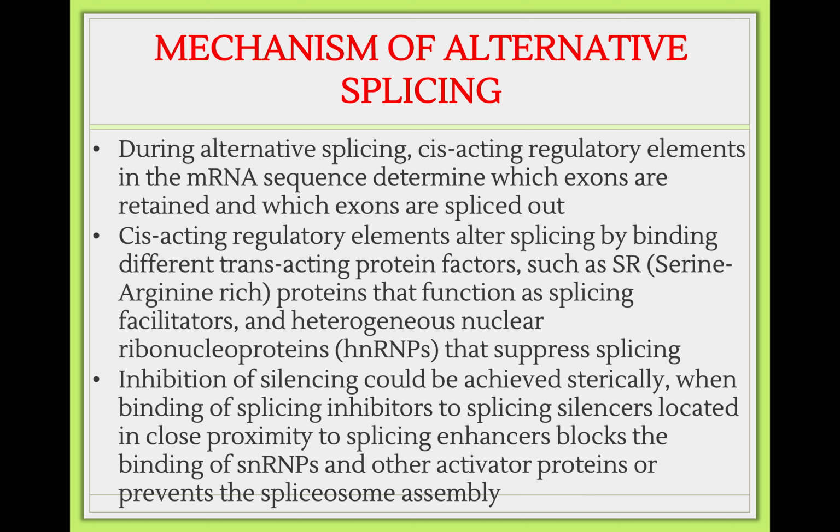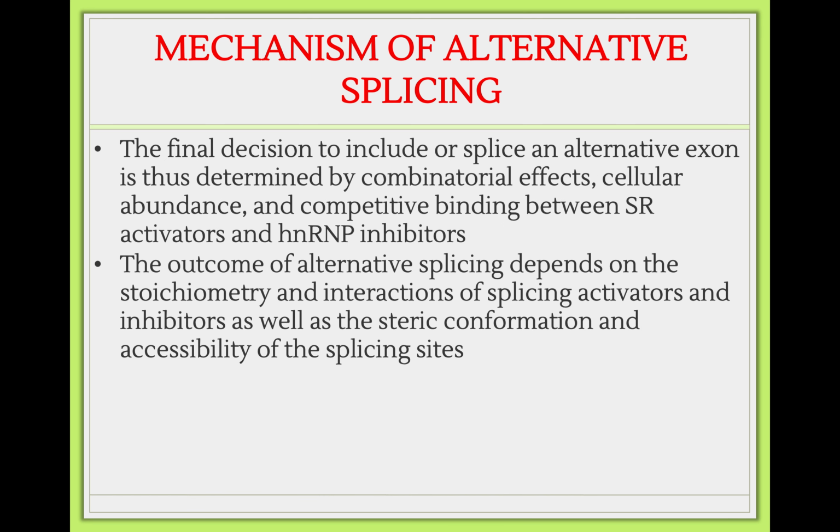And this would in turn more or less inhibit the splicing. So the final decision to include or splice an alternative exon is actually determined by combinatorial effects, which include cellular abundance and also competitive binding between SR and HNRNP inhibitors. So both activators and inhibitors.